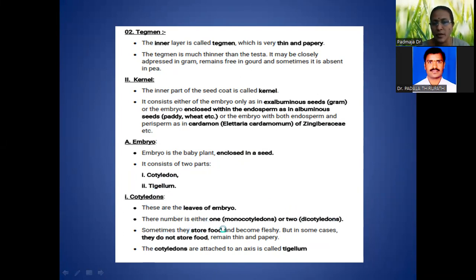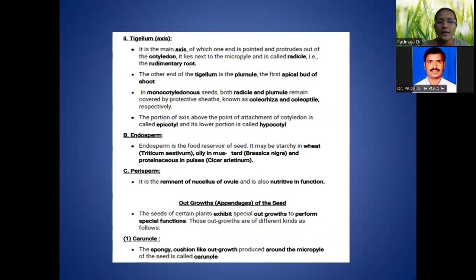Sometimes they store food and become fleshy, but in some cases they do not store food and remain thin and papery, depending upon the storage of the food materials in the cotyledons. And tigellum is the axis. That means it is the main axis, of which one end is pointed and produces out of the cotyledons, lying next to the micropyle, and is called the radicle. This radicle gives rise to the root system.